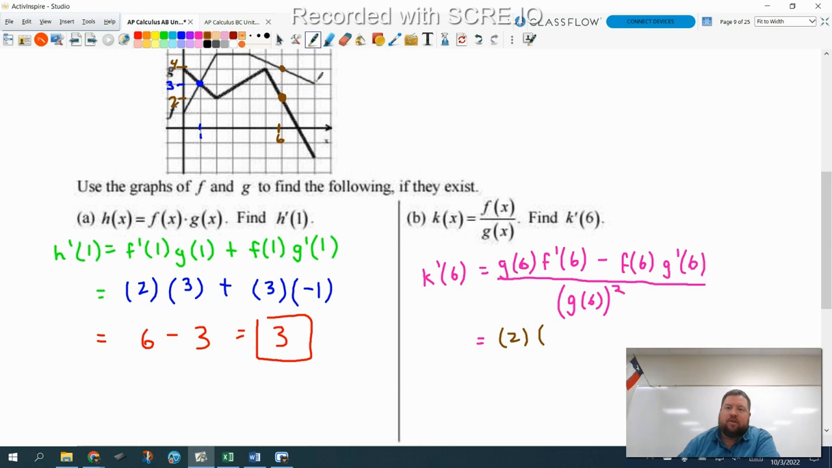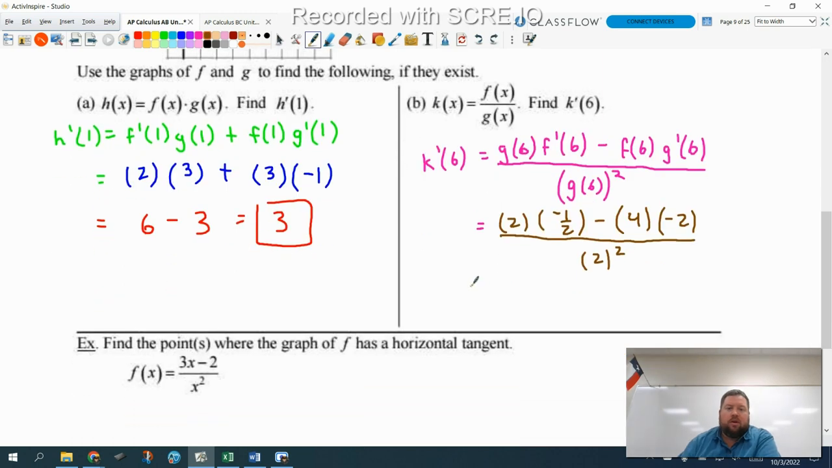F prime of 6, that's the slope of this line right here. It looks like negative a half. Minus f of 6. That is the y value of this one up here, which is 4. G prime of 6, that's the slope of this line, which is negative 2. All over G of 6, which we already found earlier, was 2 squared. All right, so I think we've got, this will just be negative 1 because the 2's cancel. Negative times a negative is a positive 8. Then we have a 4 on the bottom, so this is 7 over 4.